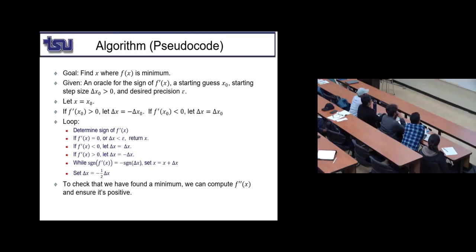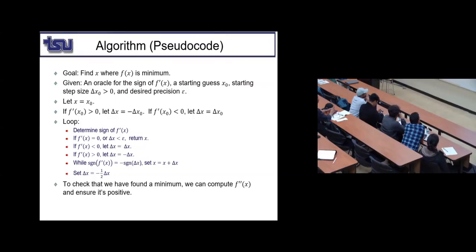We're going to determine the sign of f prime of x. Now, if we have gotten to a critical point where the derivative is 0, or our step size is below our desired precision, then we stop. We can return the x that we found. And then otherwise, we can choose our step size appropriately.